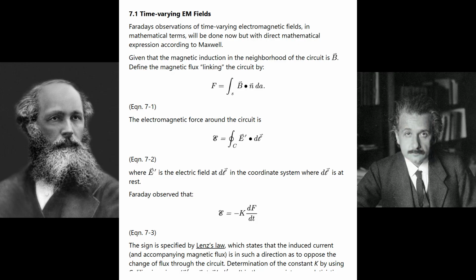Where E' is the electric field at dl in the coordinate system where dl is at rest. Faraday observed that, equation 7-3. The sign is specified by Lenz's law, which states that the induced current, and accompanying magnetic flux, is in such a direction as to oppose the change of flux through the circuit.